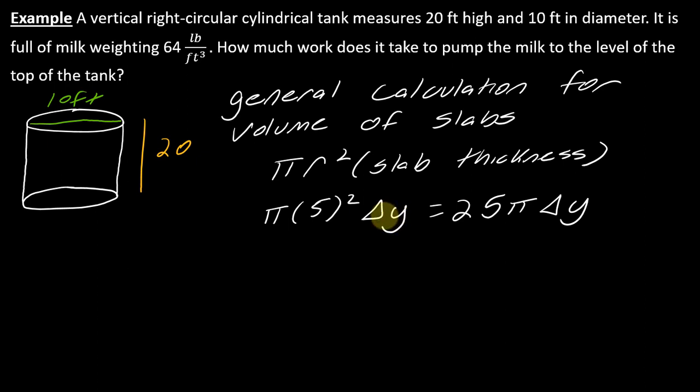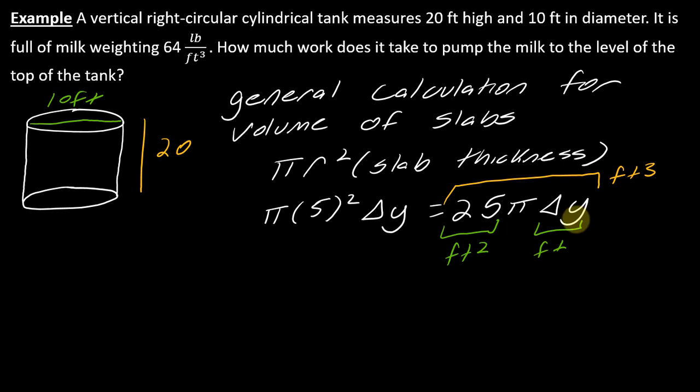Okay, so now I want to discuss the units here. This is r squared, so this is going to end up being feet squared. This is 5 feet squared. And then this delta y here, this is representing also some amount of feet, but we're trying to keep the slab thickness something more generalized, right? We're treating this kind of like that Riemann sum. So ultimately, the units here are feet cubed.